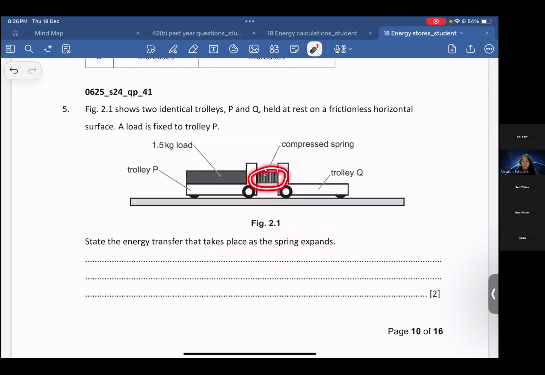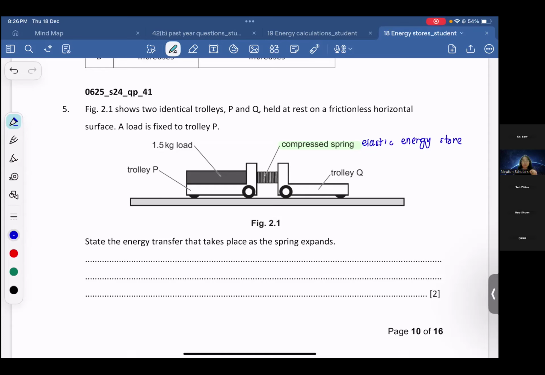So this one is compressed. When compressed spring, what is the energy store? Can you tell me what energy is stored in the compressed spring? Any of you know? This is what we learned last week. Compressed spring, what energy is stored in the spring? Yes, Zihua, this is elastic. Okay, elastic energy store.